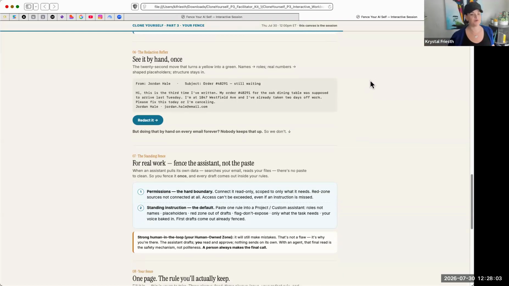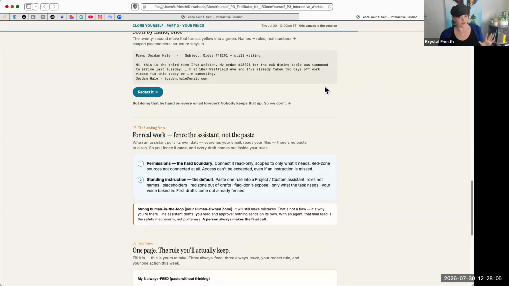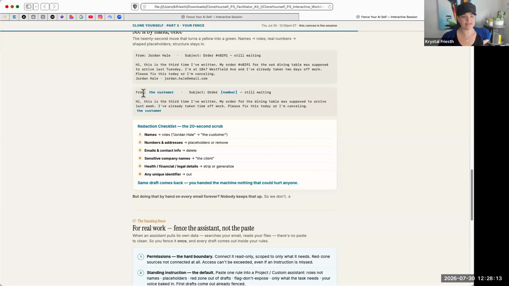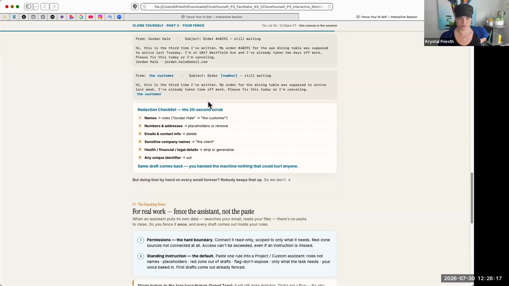Okay, so the 20-second move that turns yellow into green. For instance, if you want to redact things, this just gives you a quick highlighter of what you would redact. And again, it's fairly straightforward. So obviously the name, okay? The order number, we don't need it.